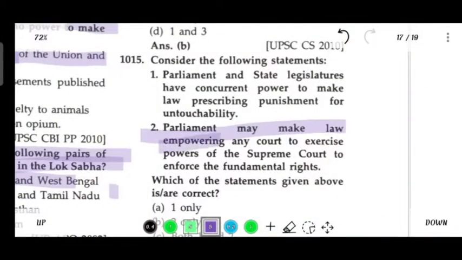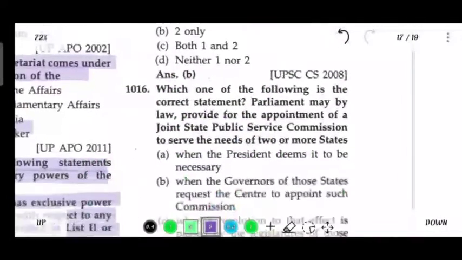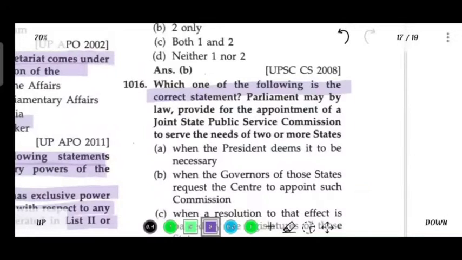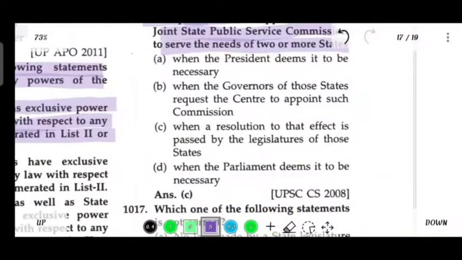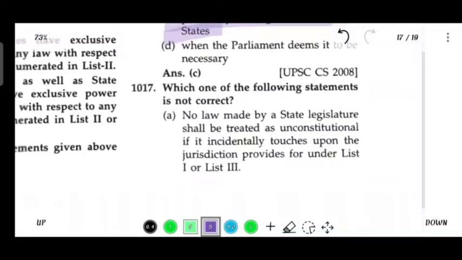Parliament may make law empowering any court to exercise the power of the Supreme Court for enforcing the fundamental rights. Which one of the following is a correct statement? Parliament may by law provide for the appointment of a Joint State Public Service Commission to serve the needs of two or more states when a resolution to that effect is passed by the legislatures of those states.